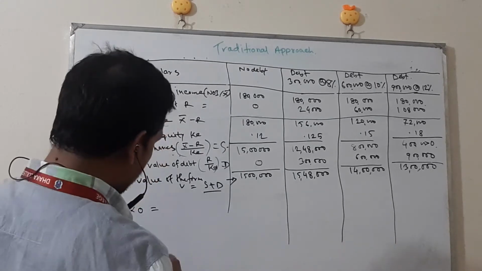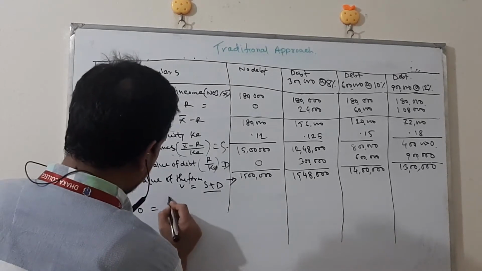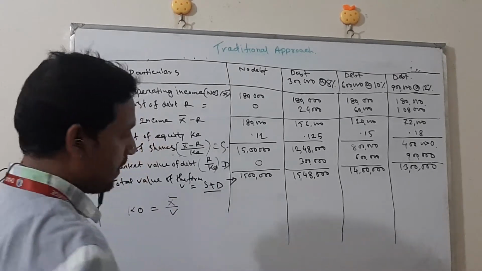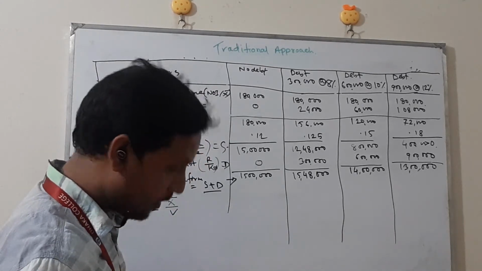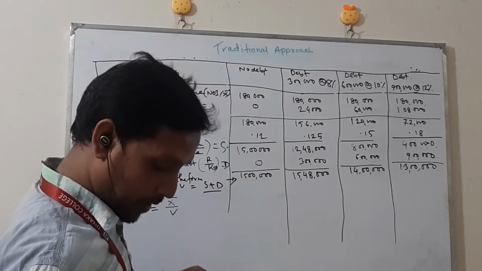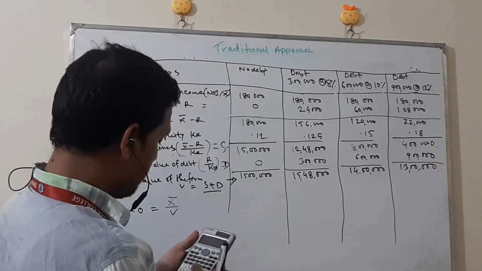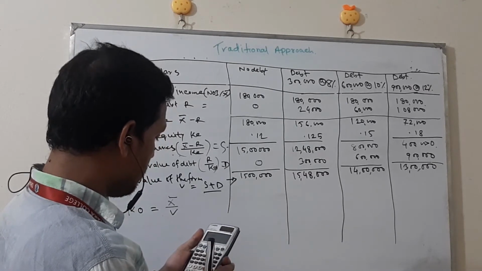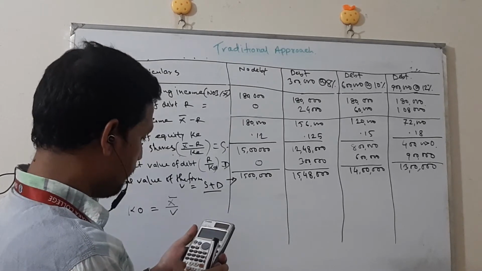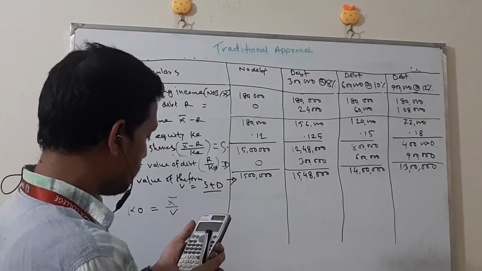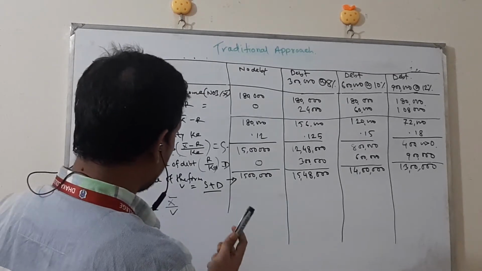Okay, dear students, at present we see that the overall cost of capital equals X bar divided by V, I mean the value of the firm. Here X bar, 180,000, divided by 15 lakh taka, I mean 0.12.